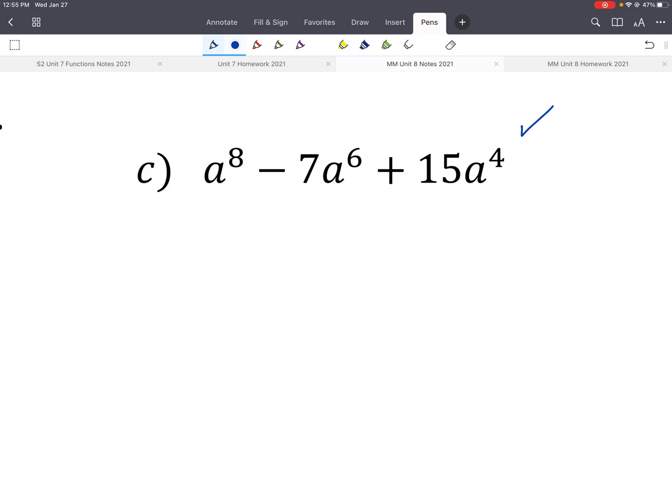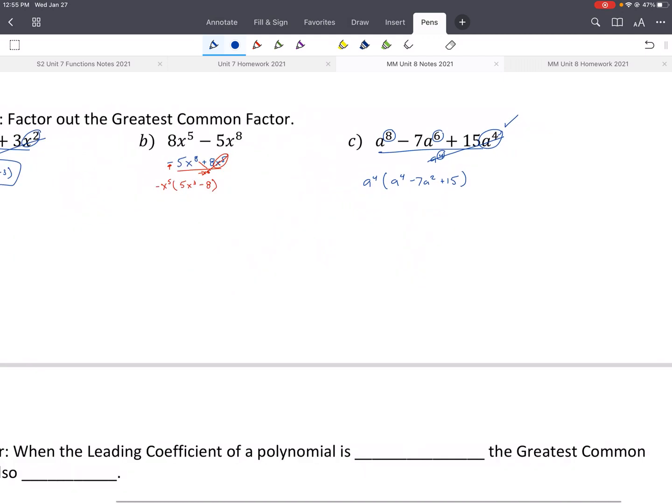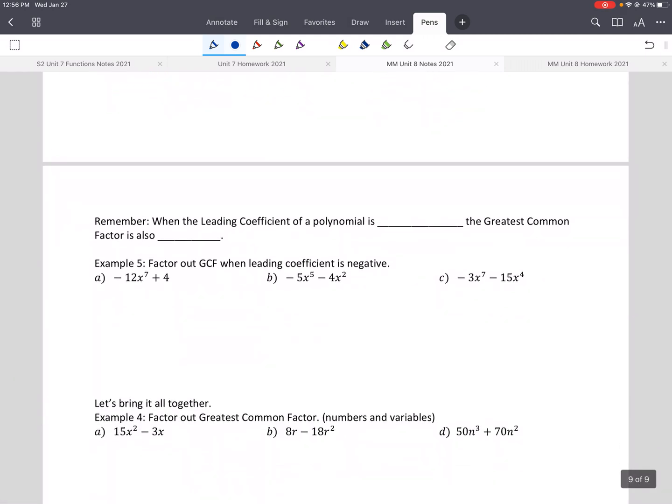Total, the highest amount of variables we can take out is a to the 4. And then we'll need to divide everything by a to the 4. So again, we subtract their exponents. So that gives us 8 minus 4, which is 4. 6 minus 4 gives you 2. And then those cancel out. Okay, but we still have that 15. All right, so that is the rules with the exponents.